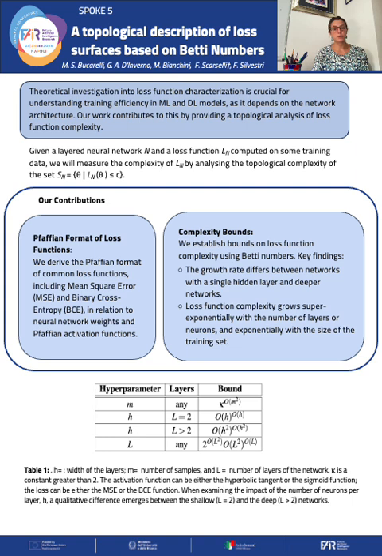Basically, these bounds were obtained as a function of the number of layers, the number of neurons per layer, and the size of the training set, and we can see that the complexity changes. There is a qualitative difference in the complexity of the loss function for shallow networks, so networks with only one hidden layer, and deep networks. In general, the complexity increases super exponentially with the number of layers or neurons per layer, and exponentially with the number of training samples.